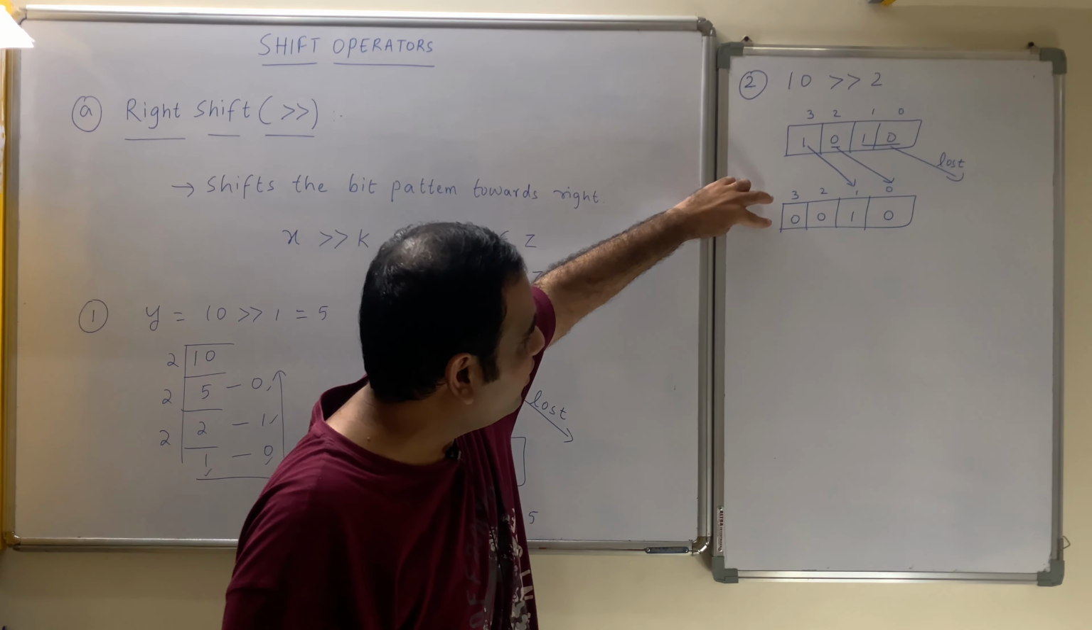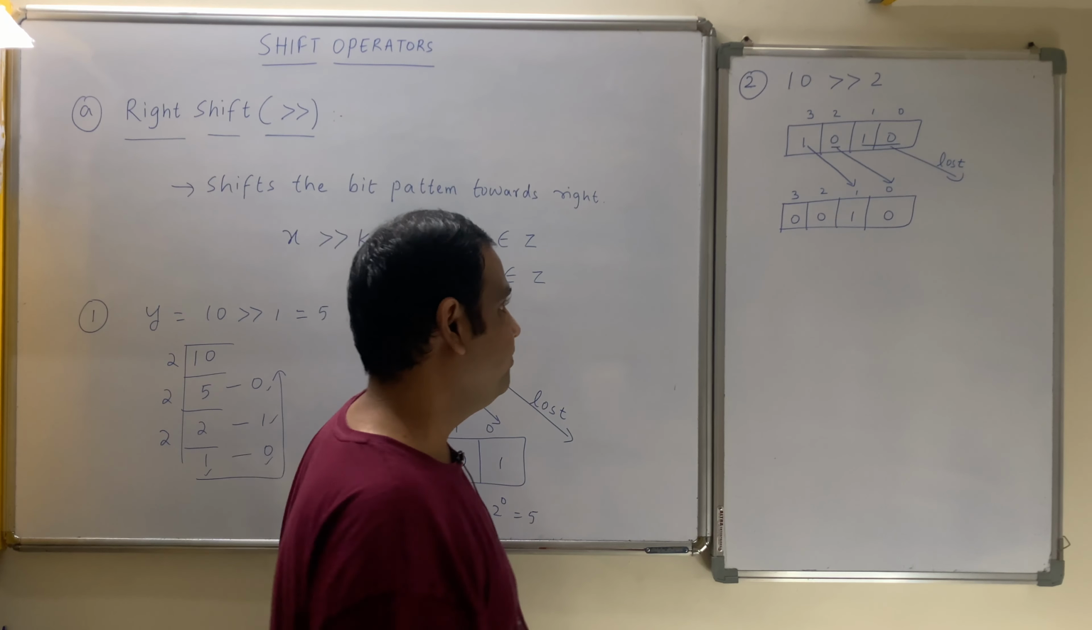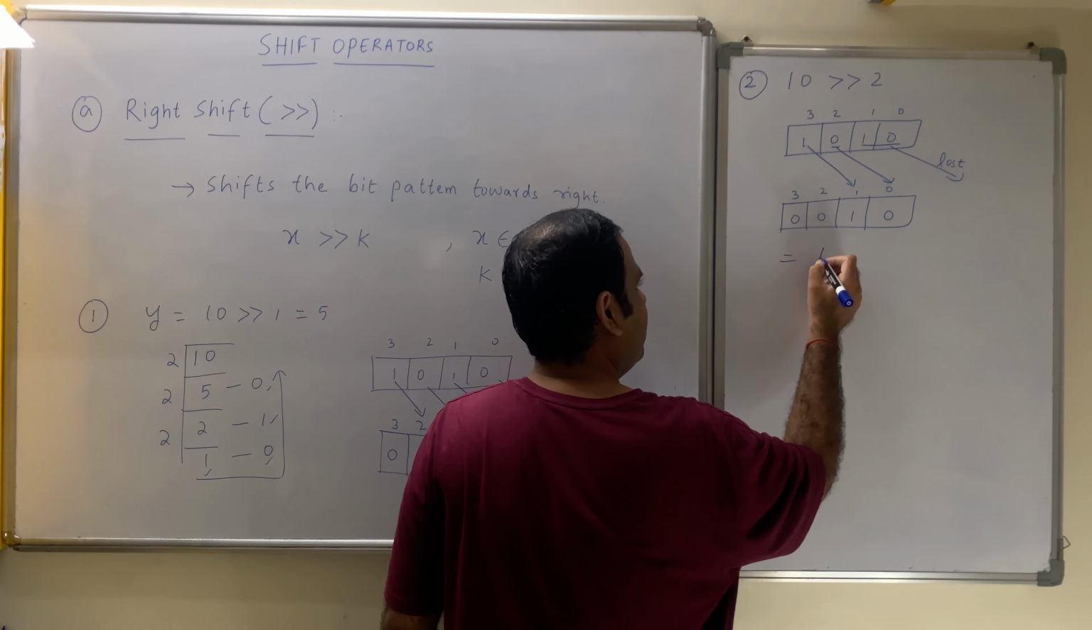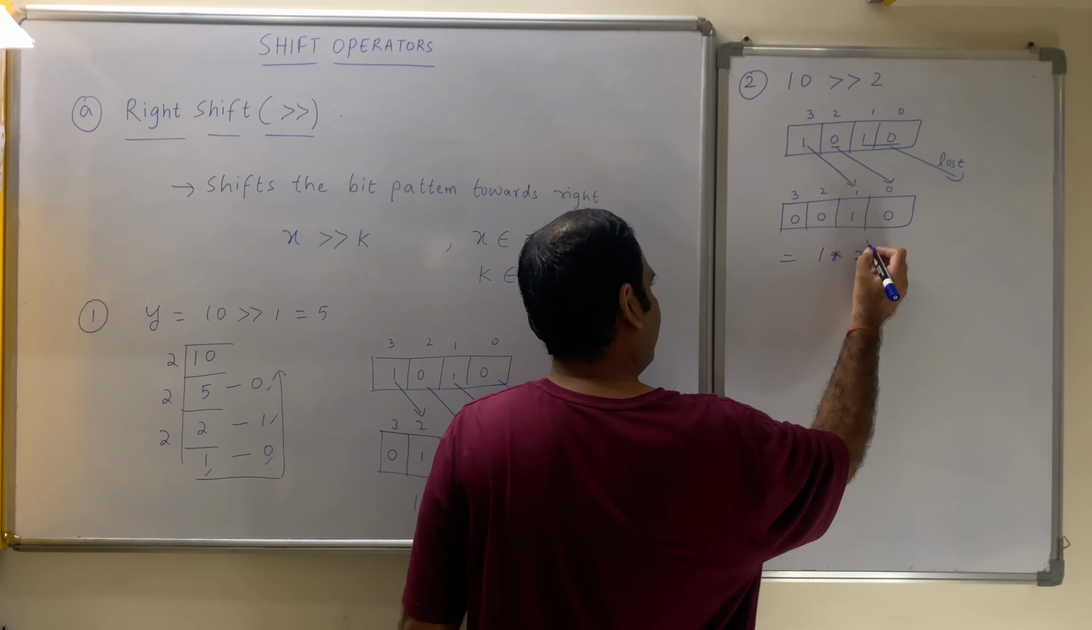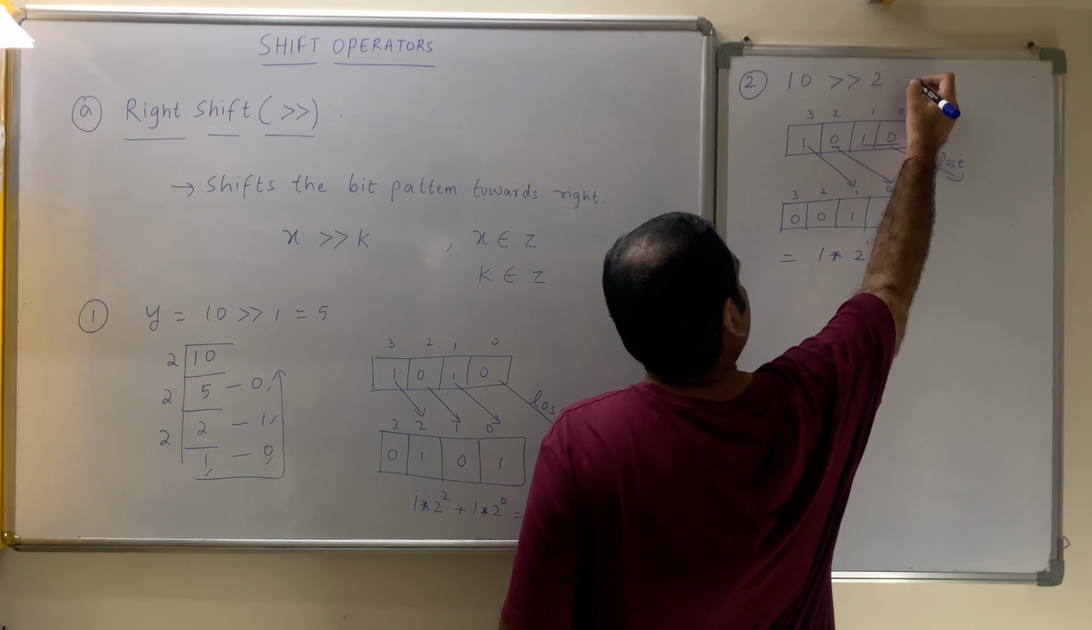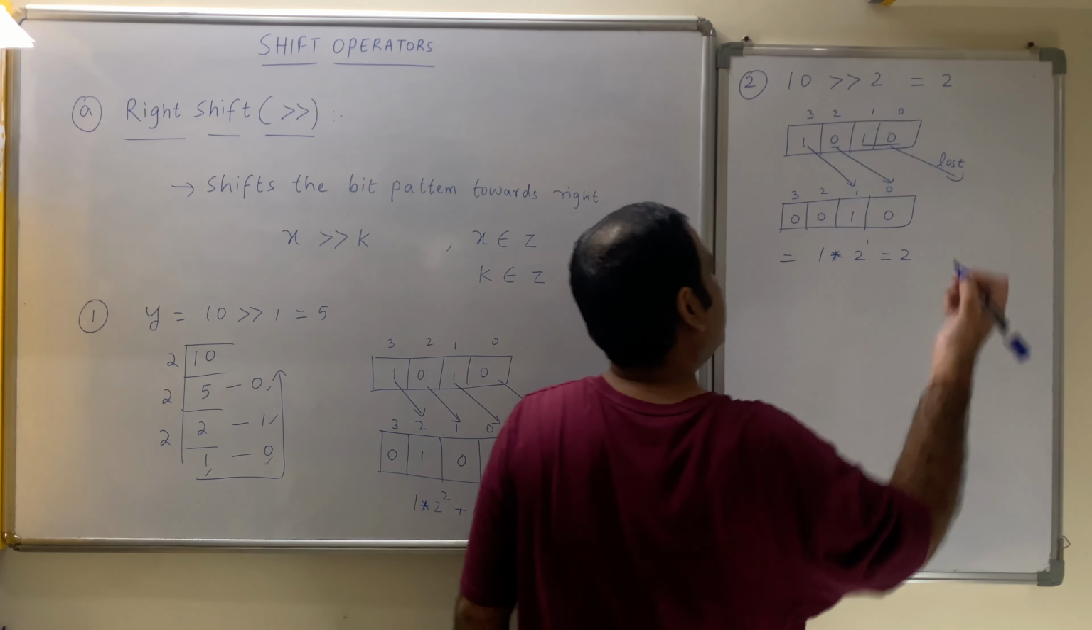Now we have to convert this number back to decimal. This is equal to 1 into 2 to the power 1, which is equal to 2. Hence 10 right shift 2 is equal to 2.